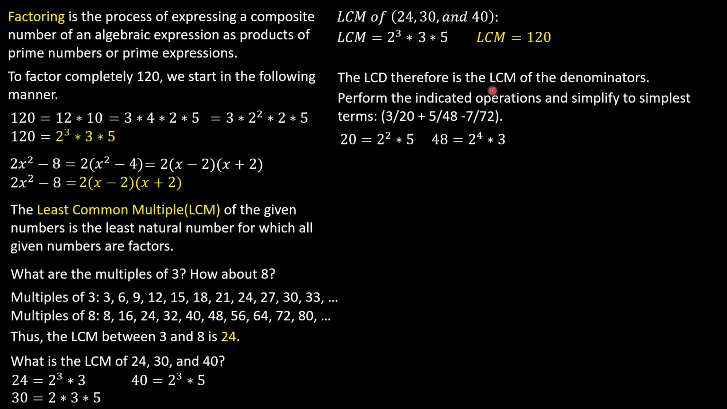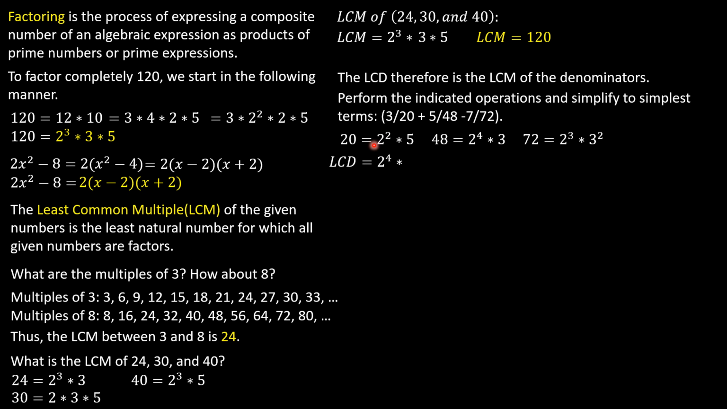And for 72, it is 8 times 9. 8 is 2 cubed, 9 is 3 squared. So 72 is 2 cubed times 3 squared. Then the LCD is the product of the different prime factors with the highest exponent or power. So for 2, the highest is 2 to the 4th. For 3, it's 3 squared. And for 5, it is just 5.